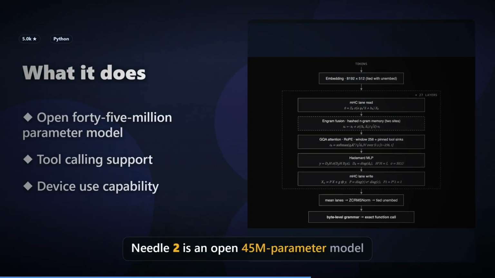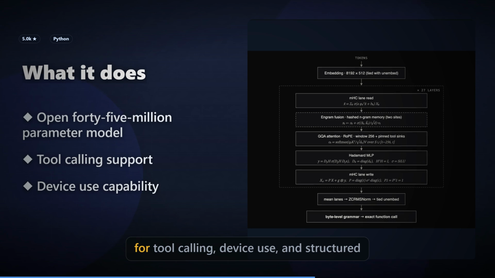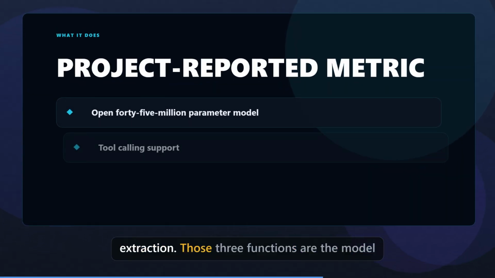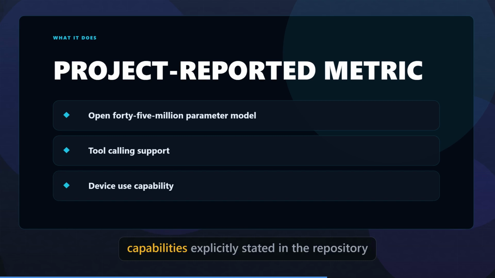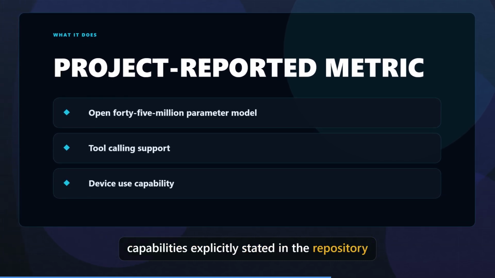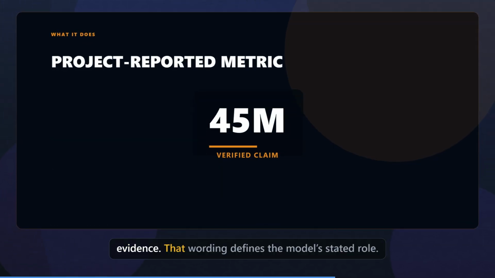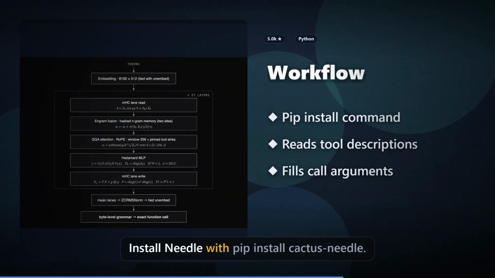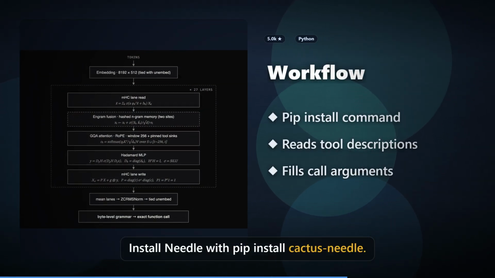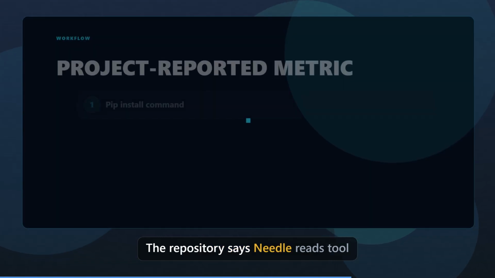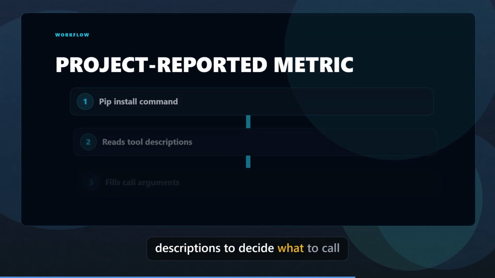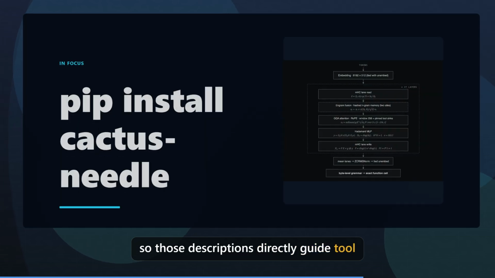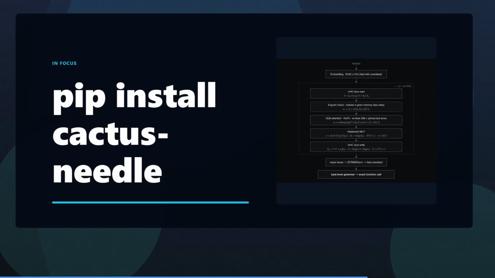Needle 2 is an open 45M parameter model for tool calling, device use, and structured extraction. Those 3 functions are the model capabilities explicitly stated in the repository evidence. That wording defines the model's stated role. Install Needle with pip install cactus needle. The repository says Needle reads tool descriptions to decide what to call and how to fill arguments, so those descriptions directly guide tool selection and argument filling.